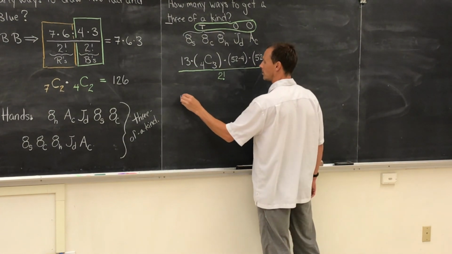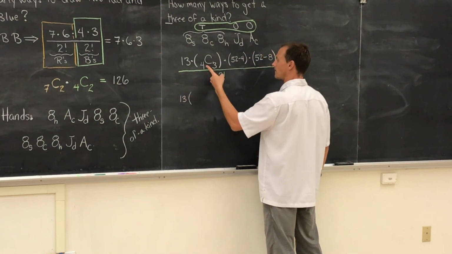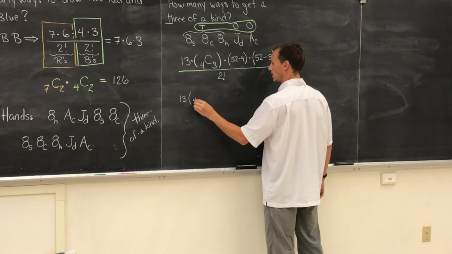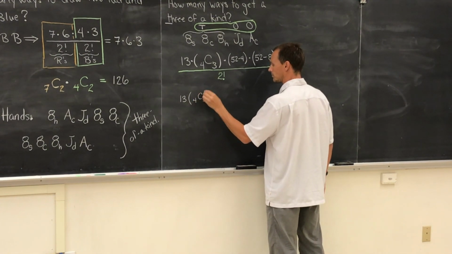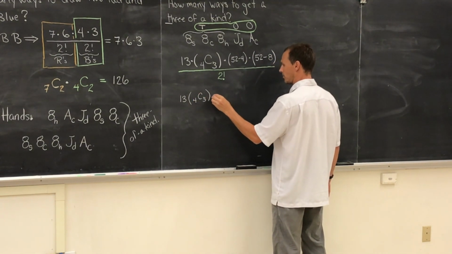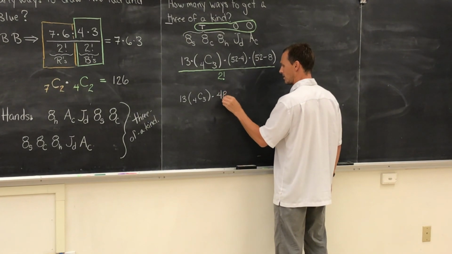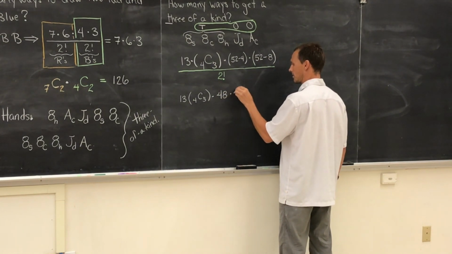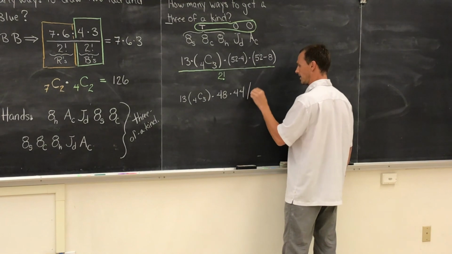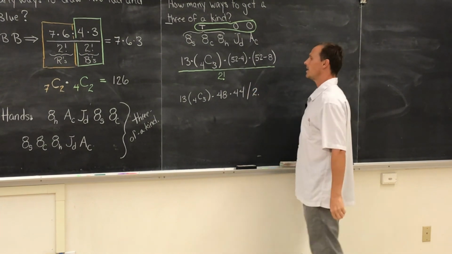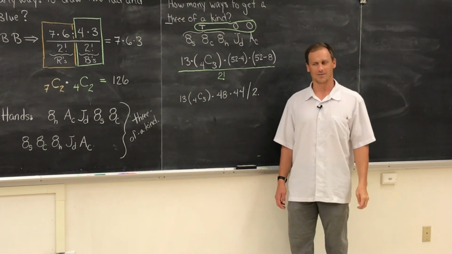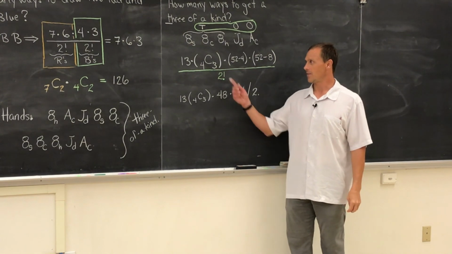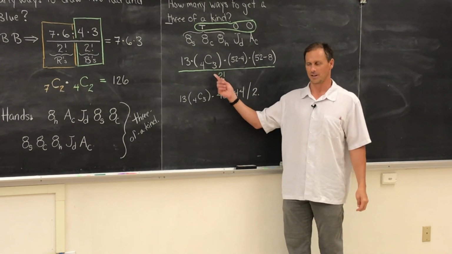And so, there it is. The problem is 13 times 4 choose 3 times 48 times 44. Divide that by 2, and you get your total number of 3 of a kinds. And this is why we have combinations.